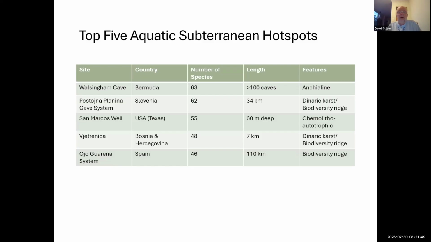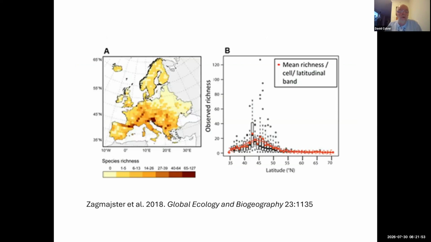The other three are in what we call the Biodiversity Ridge, which I show you here. The Biodiversity Ridge is the one that runs along the French-Spanish border, up along northern Italy, and then down through the Dinaric Karst to Montenegro, where then we don't really know where it goes, if it goes anywhere. So this is what we call the ridge.